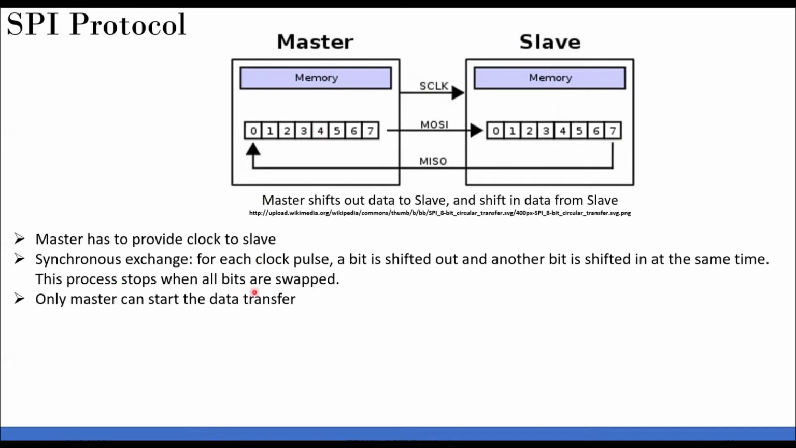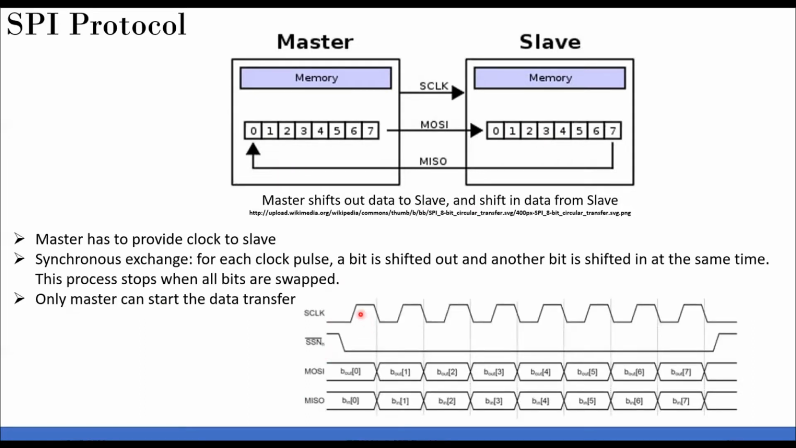Okay, and the important aspect is that only a master can start the data transfer. That means you cannot push the data from slave to master. If you want to transmit data from slave to master, you have to issue a read command. That means you have to read from the slave, then only the data transfer happens. Okay, so master is the key, and the name suggests that, right? It is the controller. So it issues a write or read operation. Based on that, data gets transmitted. Okay, so that is the concept.